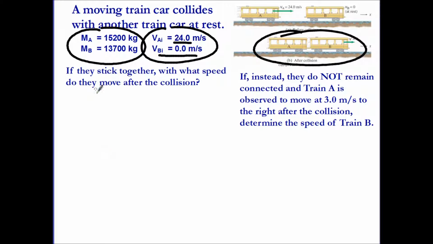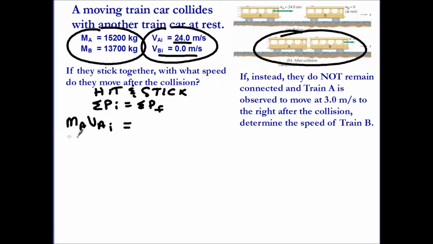So this is a hit and stick. My words, not the book words. We will talk about those different ways of describing them in section 6.3, but for right now, hit and stick makes sense. How I write that is P initial is equal to P final. In the beginning, the only thing moving is car A, so I'm going to call that MAVA initial. Car B is at rest, so I'm not even going to write it. I could write plus MBVB initial, but that's 0, so why write it? Now afterwards, they stick together, so their masses combine, MA plus MB as one combined mass times V final.